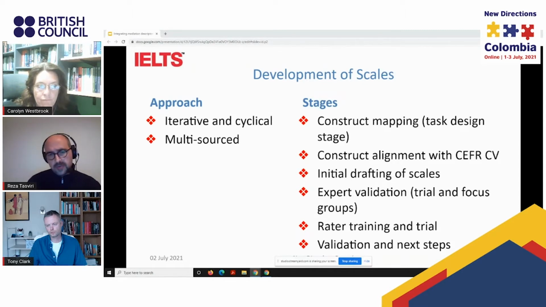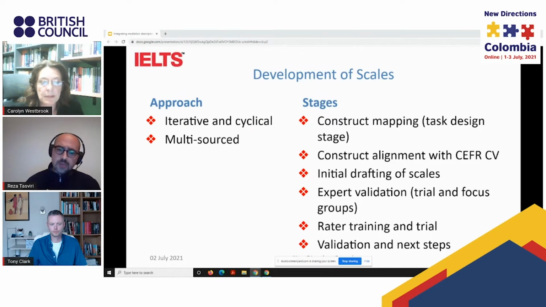The other feature of the approach that we took was that our approach to designing of scales was multi-sourced. Unlike more classical approaches to scales development, where the so-called armchair approach is used, where there is only expert judgment used for developing these scales, we drew on a number of different sources. Caroline previously referred to the theoretical considerations and the theoretical framework that was in place, and also the literature about the scales. We used the existing IELTS scales as another source.